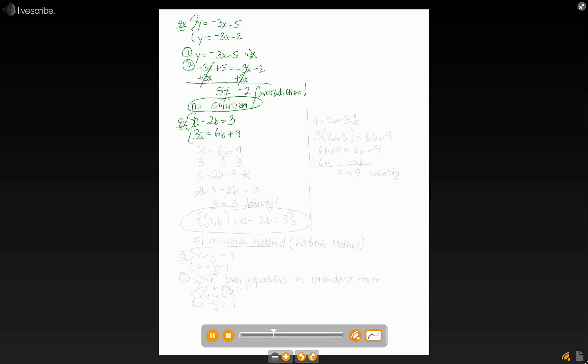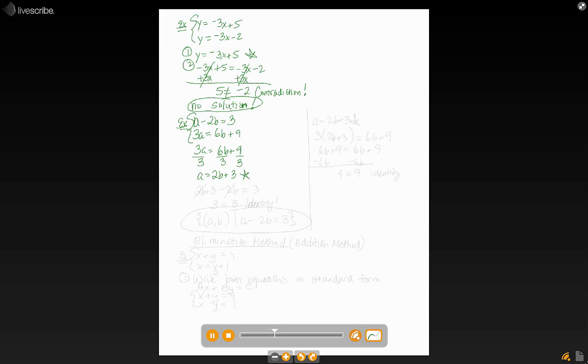Can you do both? Pick one. Okay, let's do the 3A equals 6B plus 9. Divide through by 3. You can divide each one by 3 or the whole thing by 3, it doesn't matter. I like each one separate just because 3 goes into all those numbers, so it'll reduce. What do you get? A equals 2B plus 3.